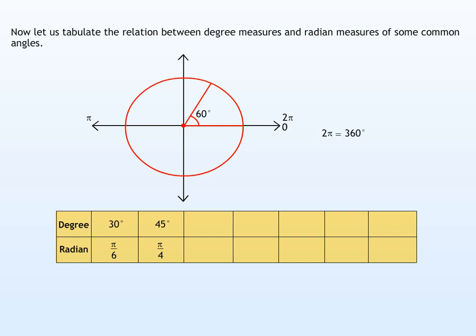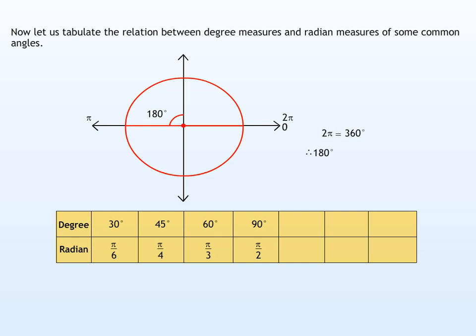60 degrees is equal to 2 pi by 360 degrees into 60 degrees. This is equal to pi by 3. So 60 degrees is equal to pi by 3 radian. 90 degrees is equal to 2 pi by 360 degrees into 90 degrees, which is equal to pi by 2. So 90 degrees is equal to pi by 2 radians.